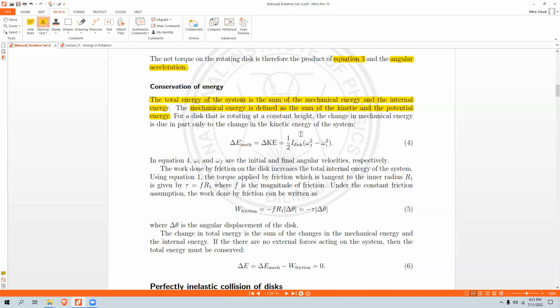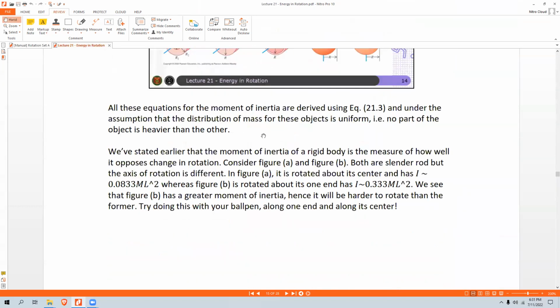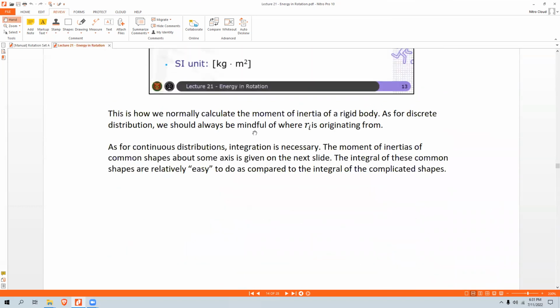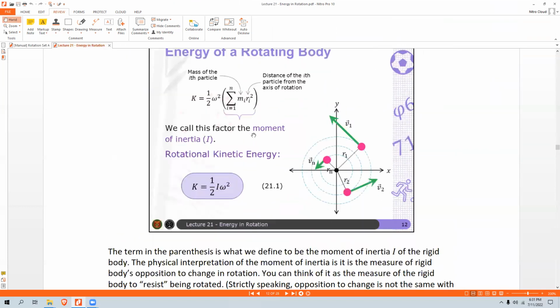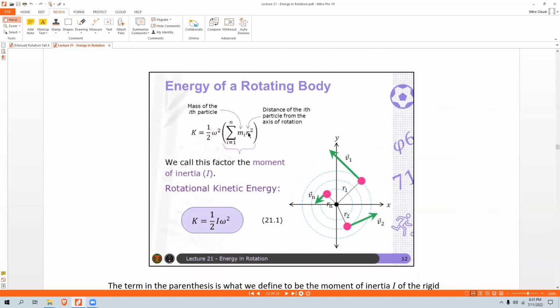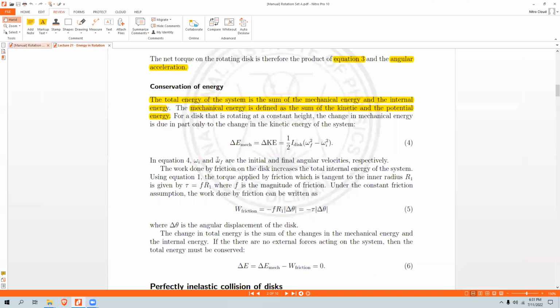This change in kinetic energy, this expansion here, let's go back to lecture 21. It actually comes from the expression for the rotational kinetic energy. The energy of a rotating body is K equals 1/2 I, your moment of inertia, times the square of your angular velocity. This is how fast your rotation is happening. The difference between these two energies will be given as the difference in mechanical energies as well. Here in equation 4, omega I and omega F will be your initial and final angular velocities, respectively.